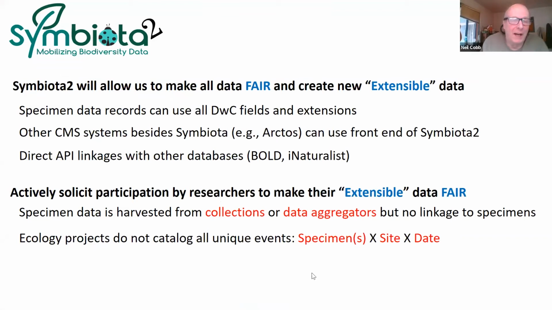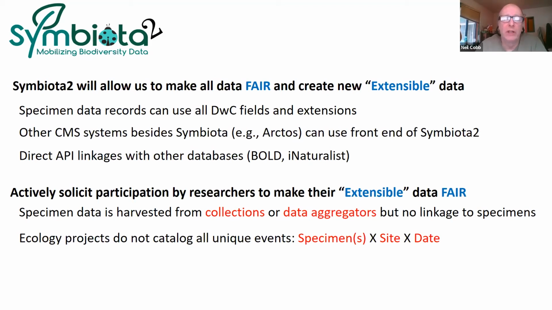Okay, sorry. So I'm going to provide a domain scientist, sort of data user, view of Symbiota 2. I'm an arthropod ecologist, and I'm really excited with what Curtis and others are doing in restructuring Symbiota and basically preparing it for this new phase in digitization. So I think Symbiota 2 is going to do two really important things. It'll allow us to make all data FAIR and create new extensible data. And by extensible data, I mean extended specimen data.